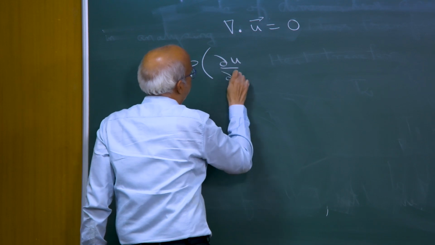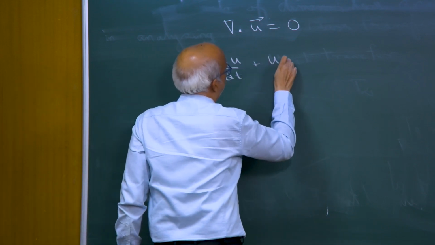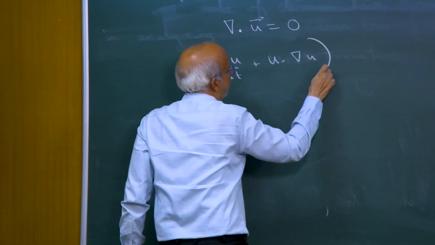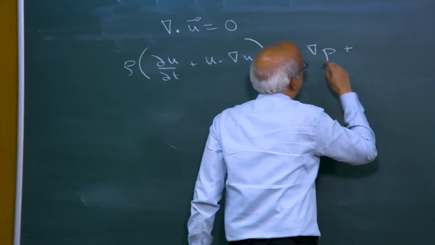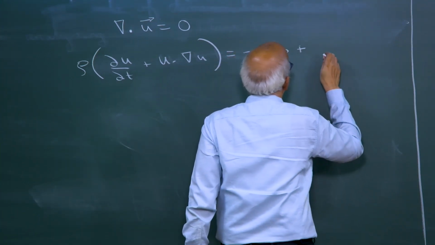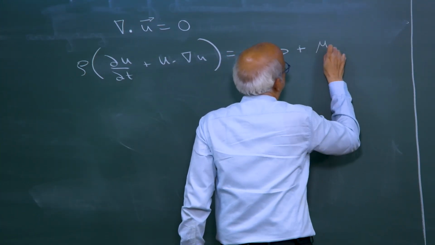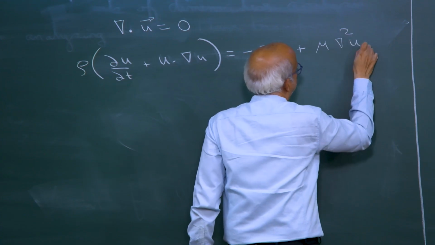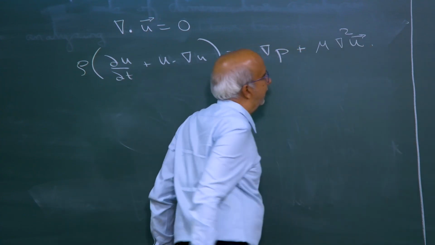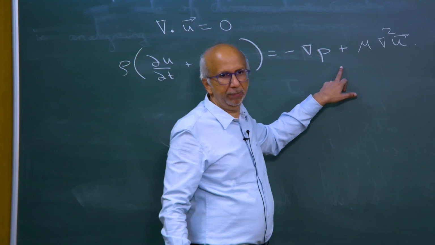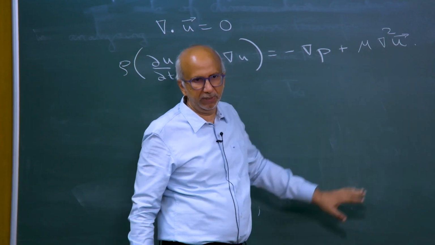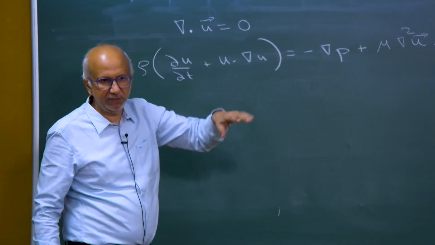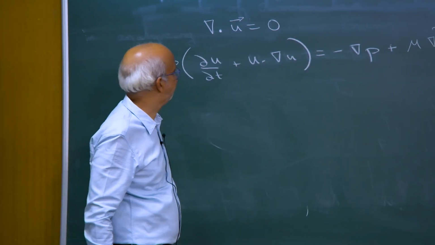Rho du by dt plus u dot del u equals minus gradient of p plus mu del squared u. Okay. The gravity term I am absorbing it in my pressure like I discussed before. So, I am not considering the gravity term explicitly, because this pressure is considering my effect of gravity.